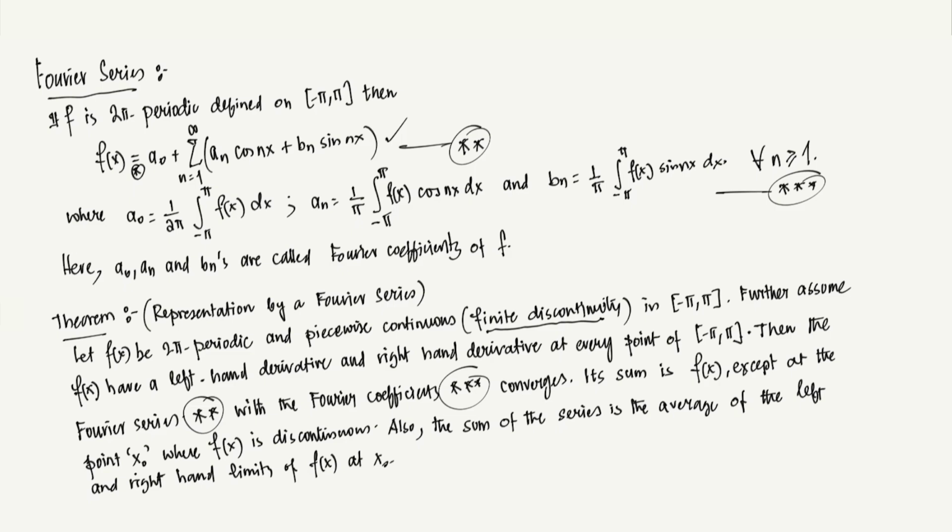So basically what am I saying? If x naught is a point of continuity, the sum is f of x naught. If it is not, then the sum is given by the left and right hand limits: take them, add them up, divide by 2, and that will be your sum. Clear? So that is basically the representation of the Fourier series. When it converges, that is the sum. These are the assumptions under which this happens.